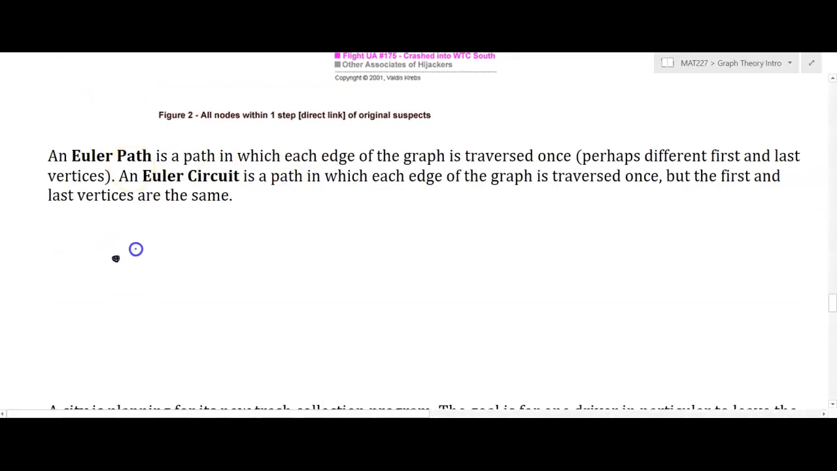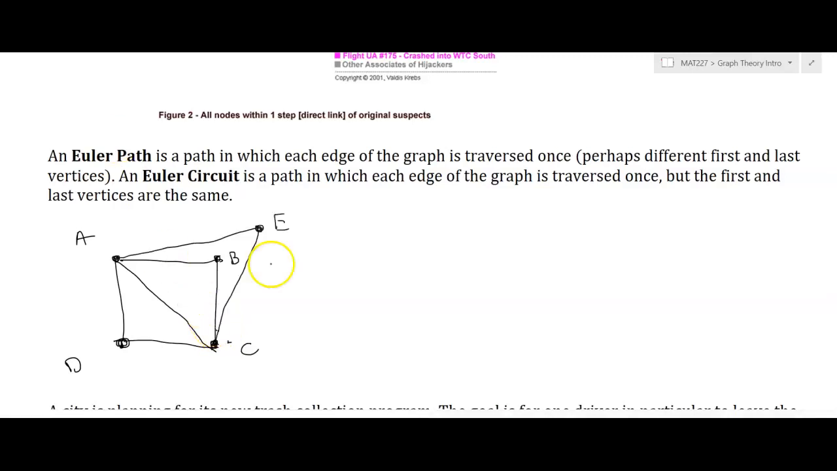So like a network like this, a really simple one, A, B, C, and D, if we connected them this way, then we could see that one Euler path. So we made this one a little bit interesting.